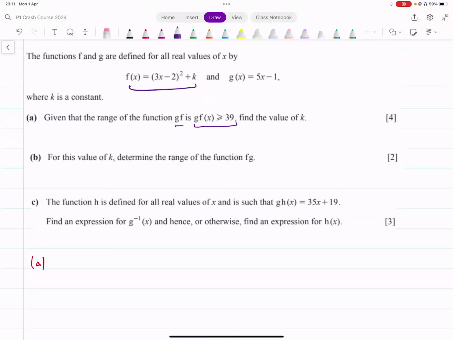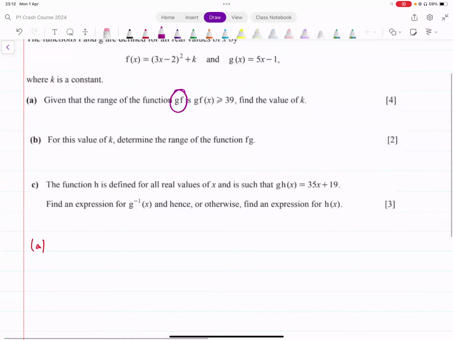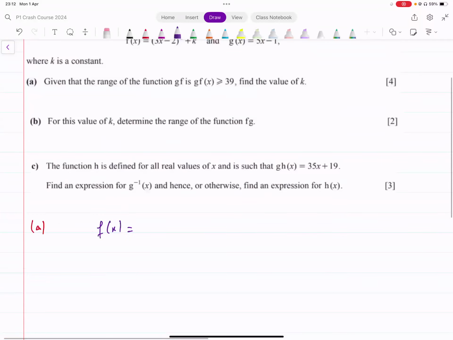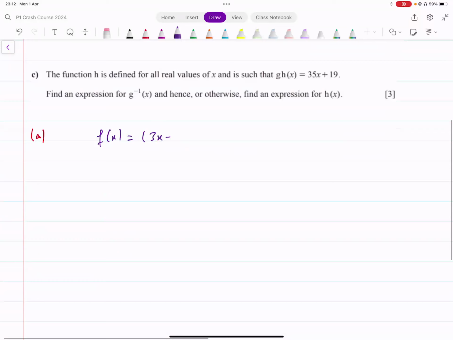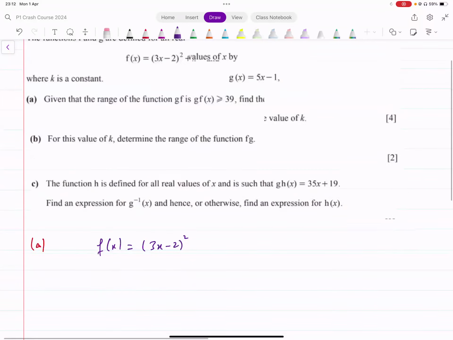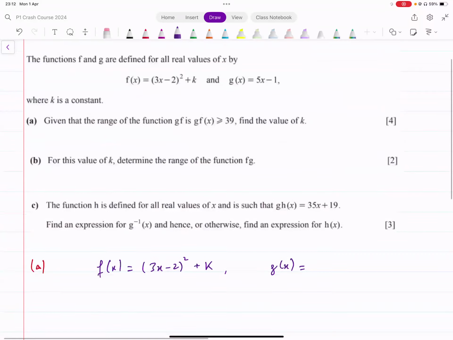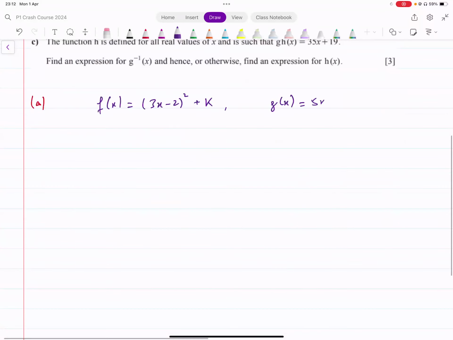Okay, so we have function f of x given, and we've got function g of x given. It says given that the range of the function gf is gf of x greater than or equal to 39, we need to find the value of k. Now, first of all, what is the function gf? We need to find that function. All right, let's find the function gf. Let me write down those two functions here. Again, f of x equals (3x minus 2) whole squared plus k, and g of x equals 5x minus 1.